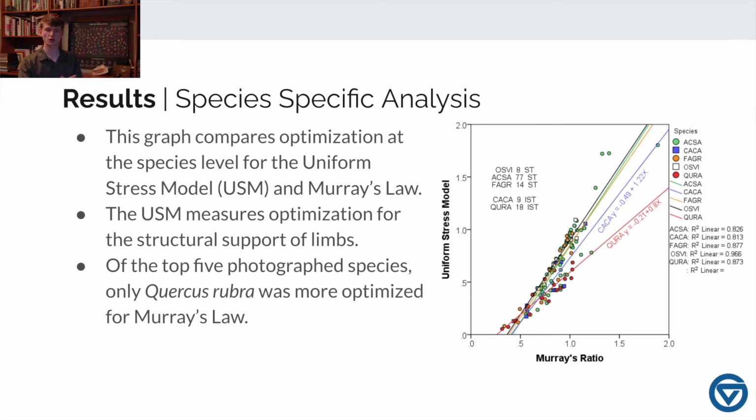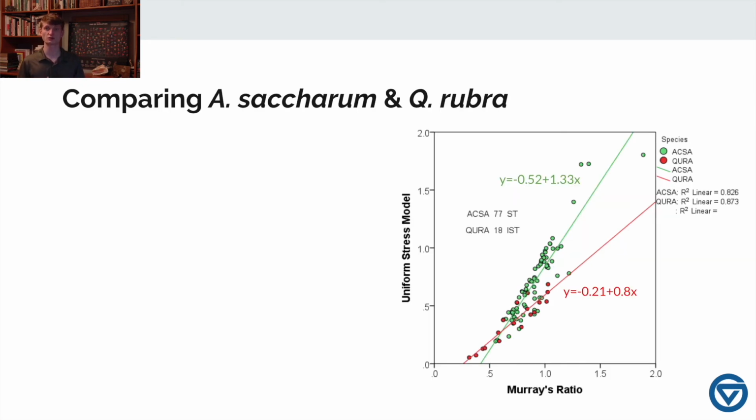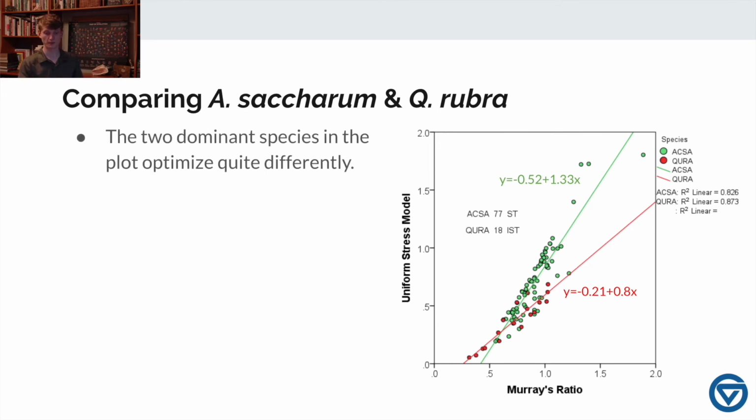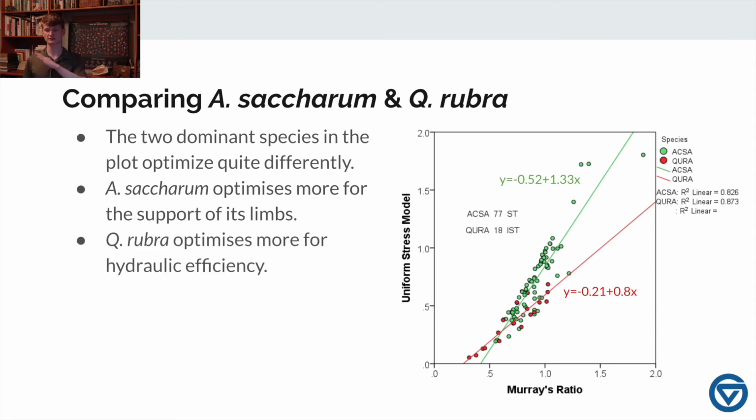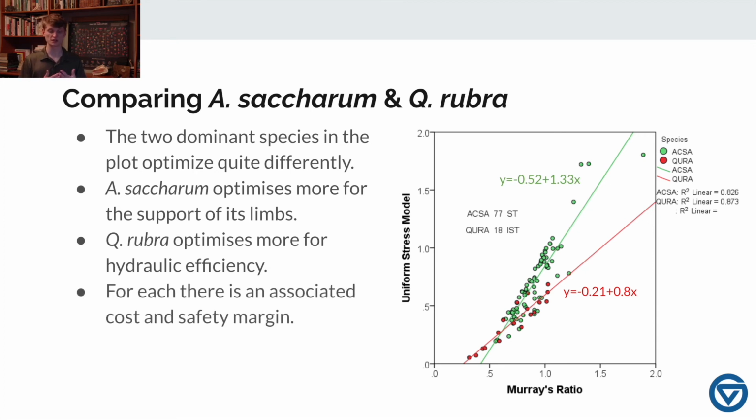And to kind of clear up some clutter, I'll look at just Acer saccharum and Quercus rubra, the 2 dominant species in the plot. This is that same graph, just with some of the things removed. And we see that they optimize very differently. They are the dominant species in the plot, but Acer saccharum is really more optimizing for the support of its limbs. It's more towards the uniform stress model, and Quercus rubra is optimizing more for hydraulic efficiency. It's tilted down towards Murray's ratio. And for those optimizations, there are some benefits to the tree. It's better at transporting water, or it's better at supporting more massive limbs.